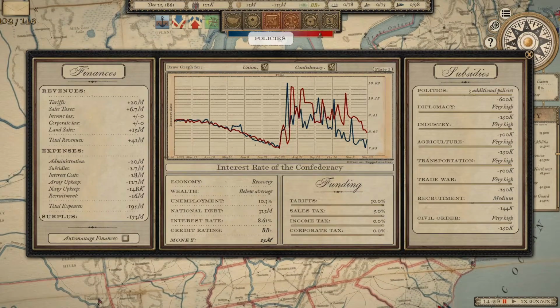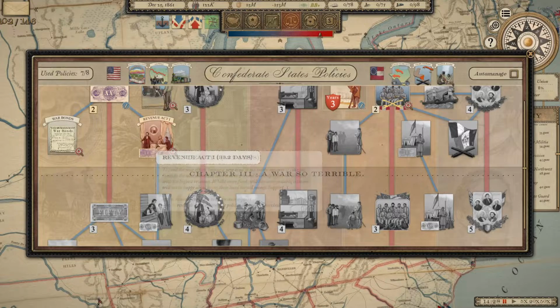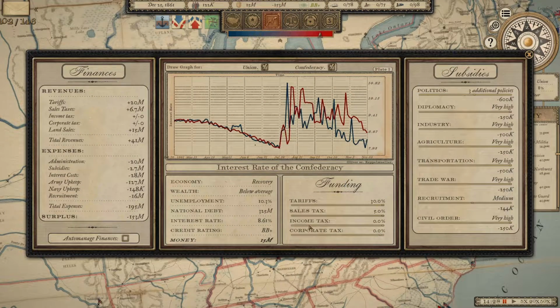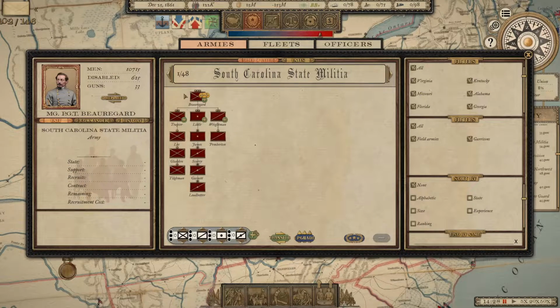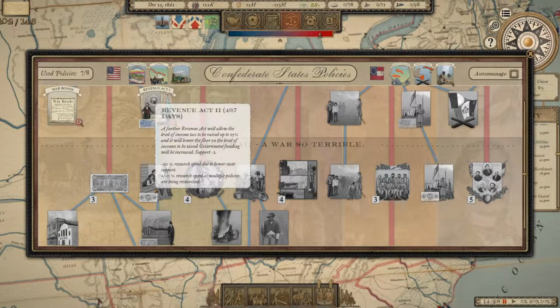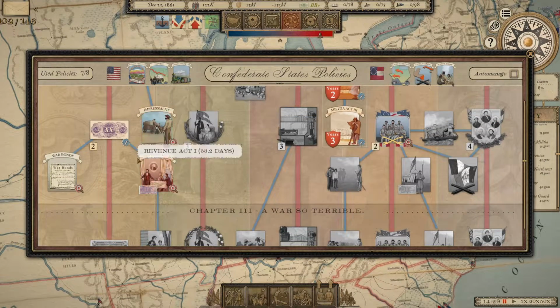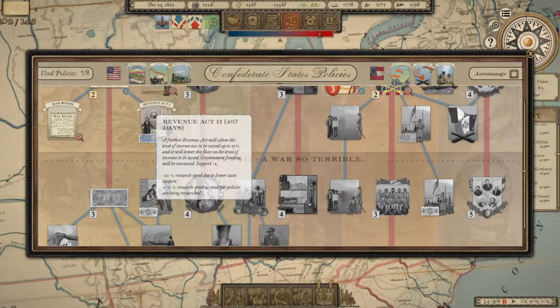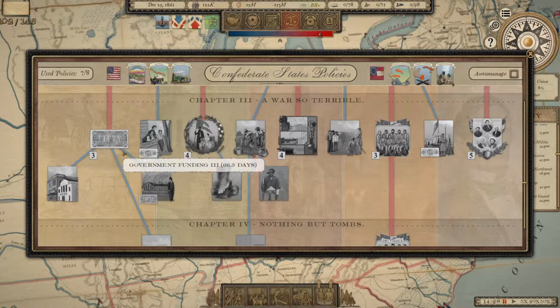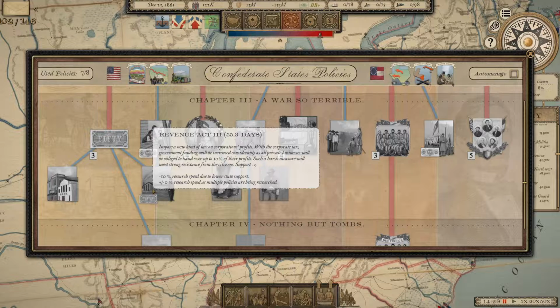Later, as a result of some of these policies, so the Revenue Act, right? This would give you the option to move that slider to tax individuals through an income tax, and then the corporate. The corporate tax is one of the other ones. Revenue Act 2, well, that's the income tax can be raised. Okay, so then you have to get funding 3, and then you can just go ahead and tax corporations. You can see that will also hurt your support, and it'll take profits away from them.